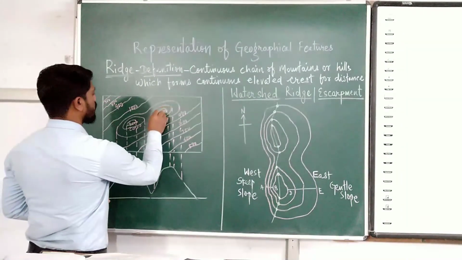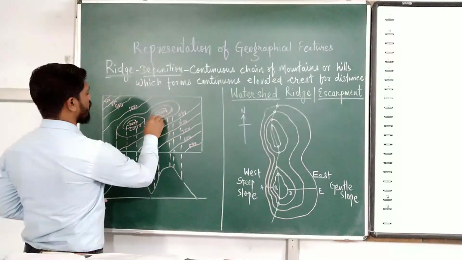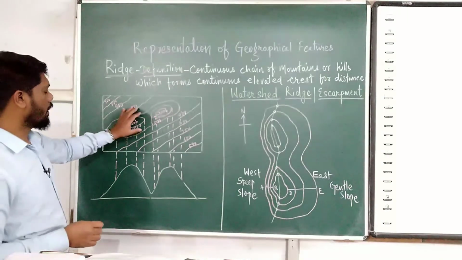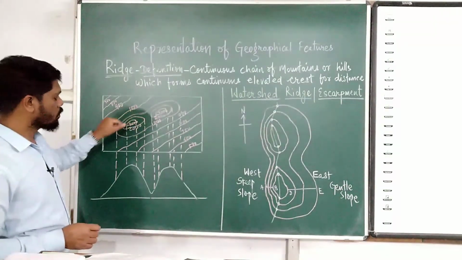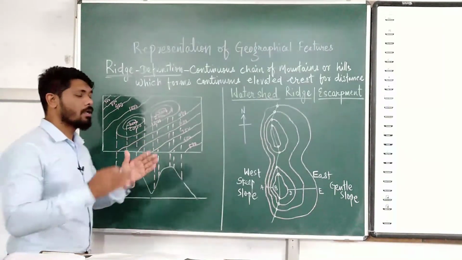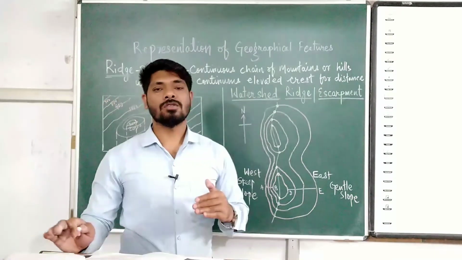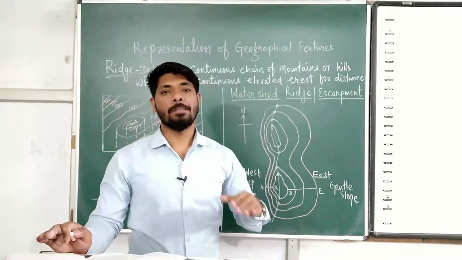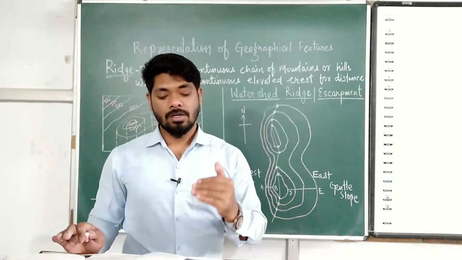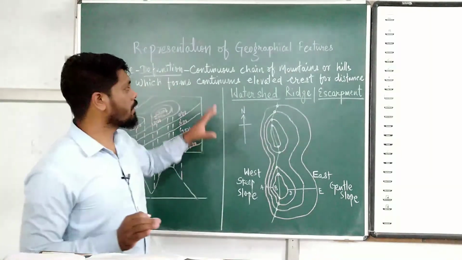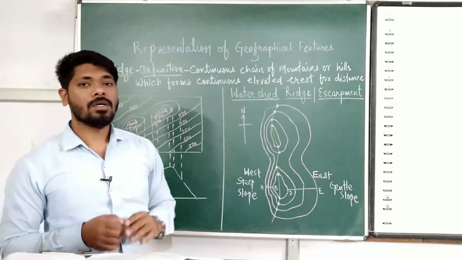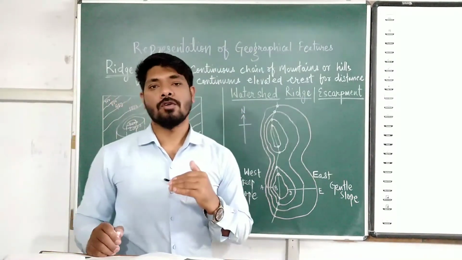Remember, there are two eyes over this which give you the indication that this is a ridge, and one or two contours will be joined together. The rest of the contours are separated because there is a continuous rise or continuous height from the mean sea level. You could see in the textbook how a ridge is displayed. Remember the definition of ridge, that is a continuous chain of mountains or hills which forms a continuous elevated crest for a distance.